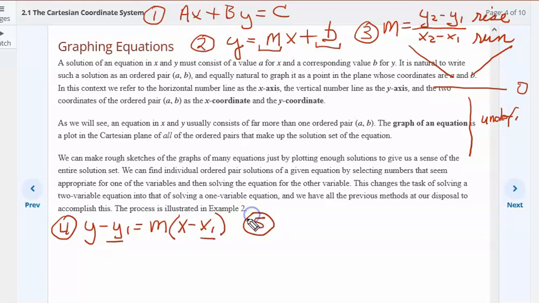Number 5, a special equation for a horizontal line. That equation is y = b. Whatever your b value, your y-intercept, it's a horizontal line going through that value. And then number 6 is x = a. This is the equation of a vertical line, where a is your x-intercept, and it would be a vertical line going through that x value. Again, vocabulary and review.